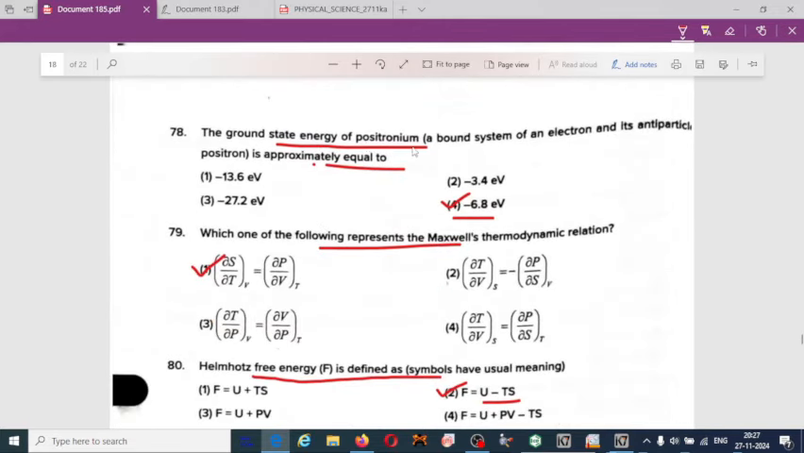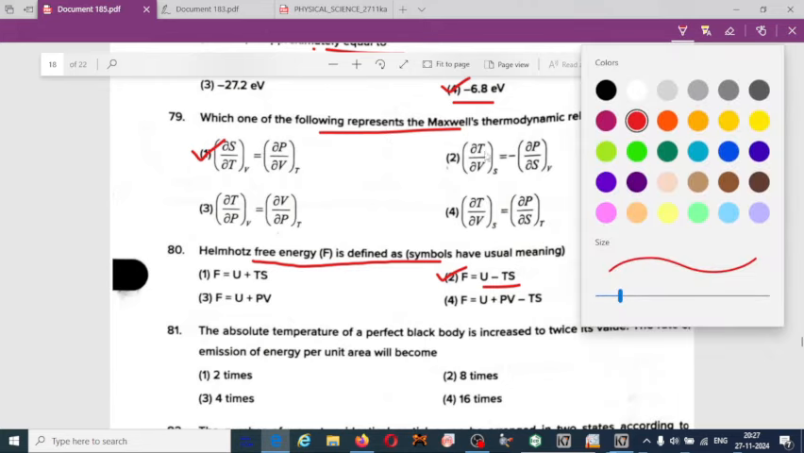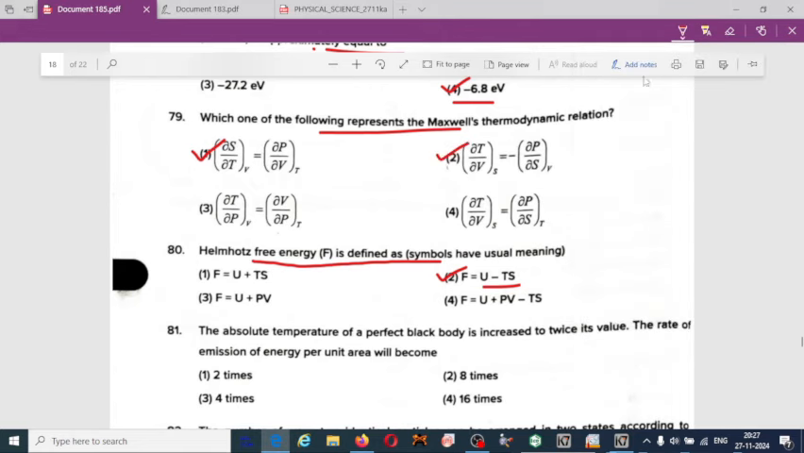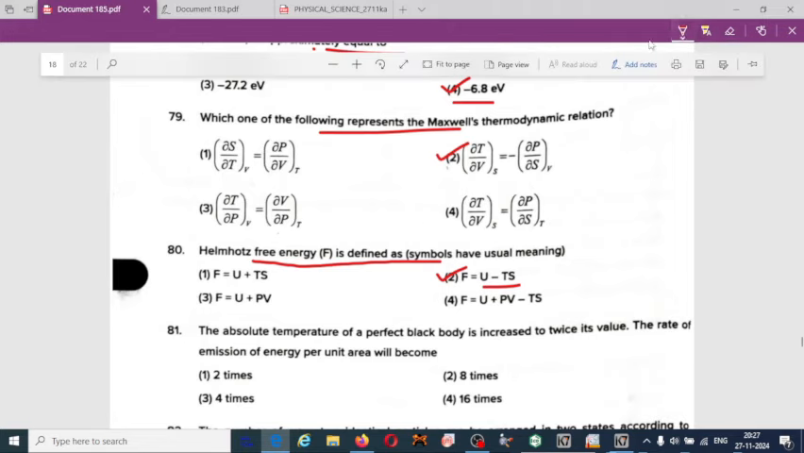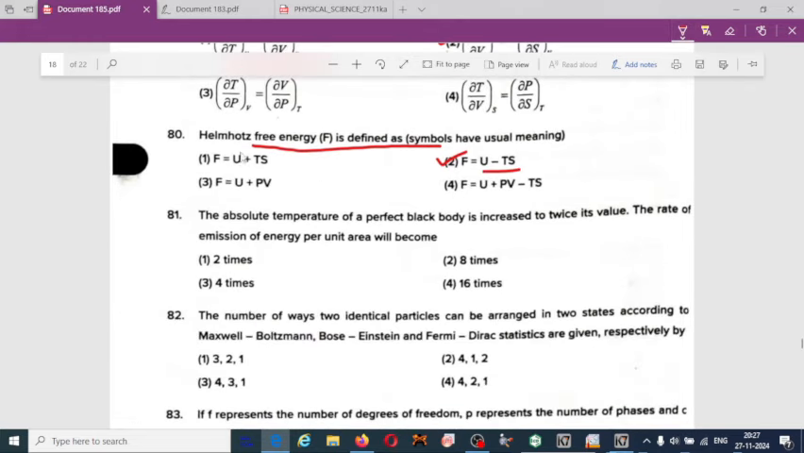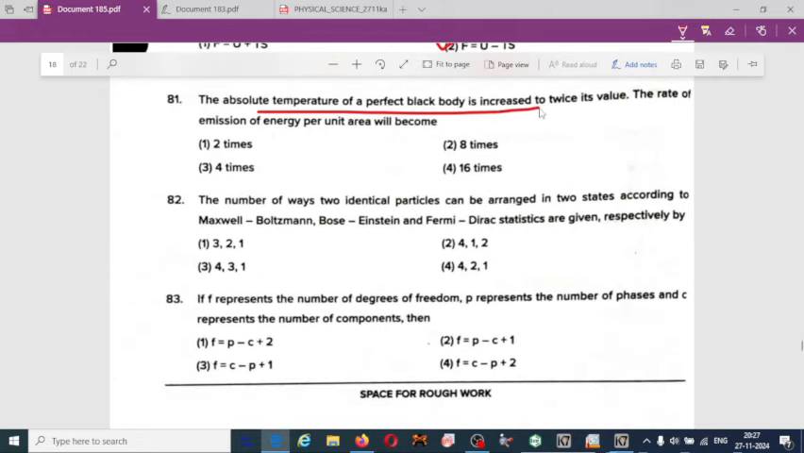The ground state energy of positronium is approximately equal to minus 6.8 electron volt. Which one of the following represents a Maxwell thermodynamic relation? They have given here option 2 from the answer key. You can verify whether 1 or 2 is correct. Helmholtz free energy is defined as U minus TS. The absolute temperature of a perfect black body is increased to twice its value. The rate of emission energy per unit area.